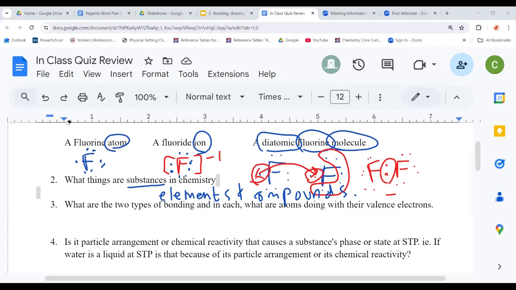All right, what are the two types of bonding? That is ionic bonding and covalent bonding. In ionic bonding, electrons are transferred, typically from a metal to a nonmetal. And in covalent bonding, electrons are being shared, typically between two nonmetals.